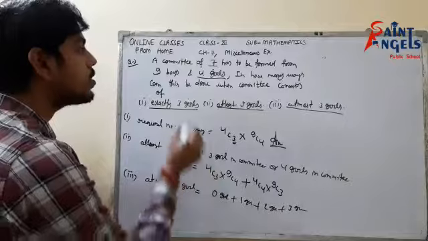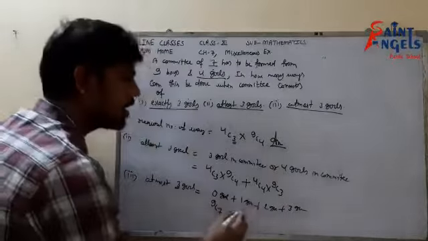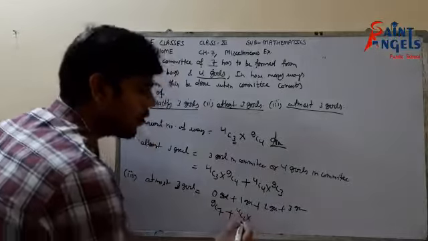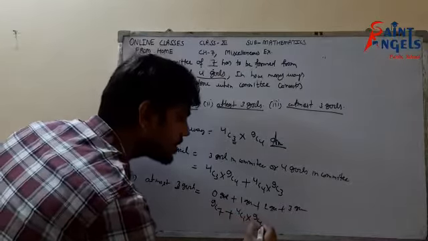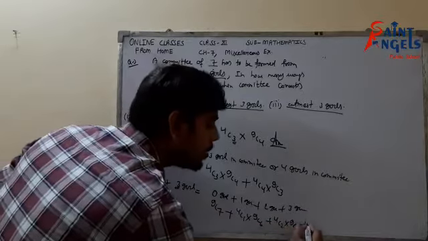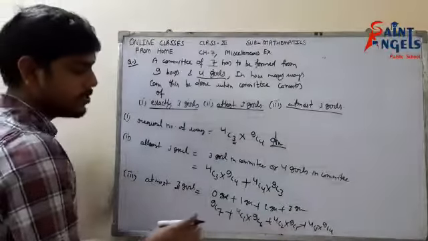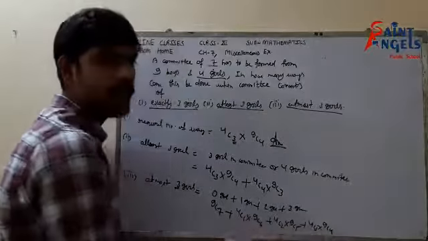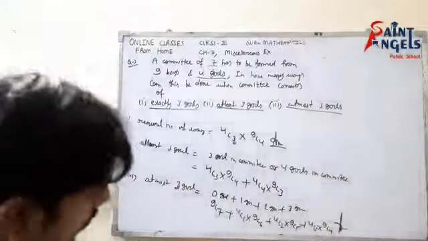So 0 girls means all are boys. So 9C7 plus 1 girl means 4C1, 1 girl out of 4 girls, and then 9C6, plus 4C2 into 9C5, plus 4C3 into 9C4. But that would be very complicated. You have to solve a lot of expressions. Okay, this is also a correct answer, but we can do it in a different manner as well.